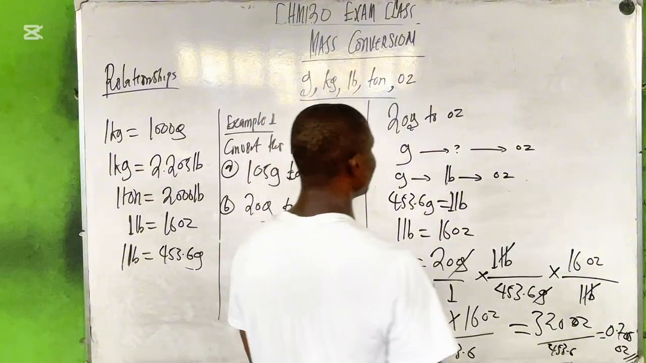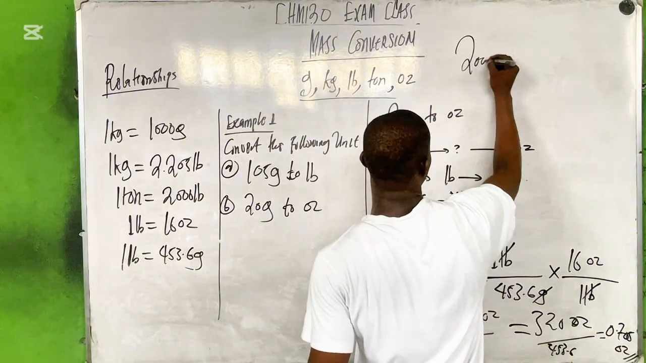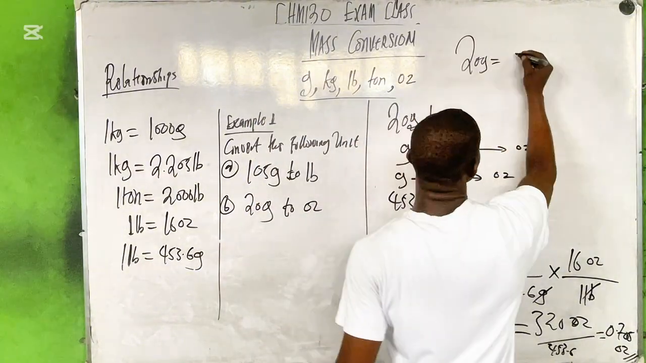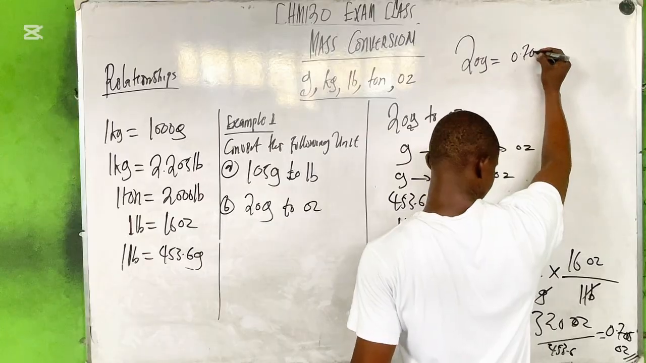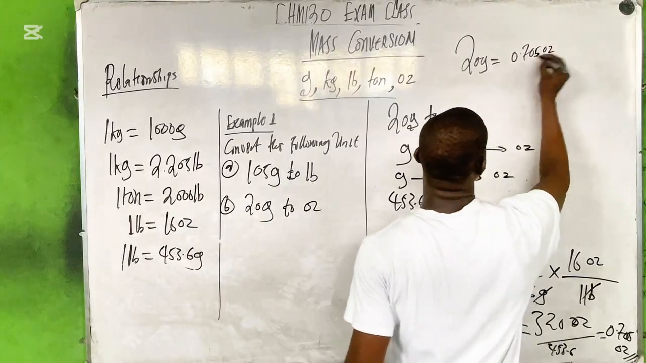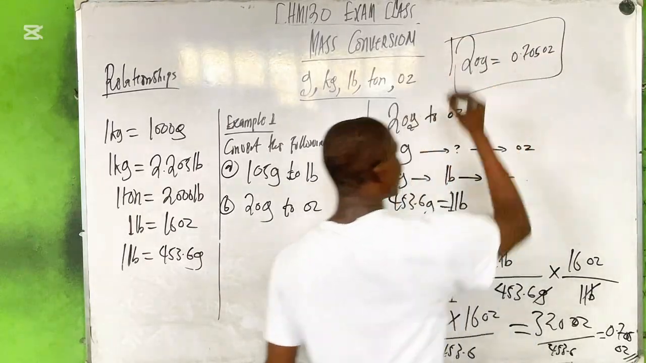What does it mean? It means that 20 grams is equal to what? 0.705 what? Ounces. Is it clear? That is it.